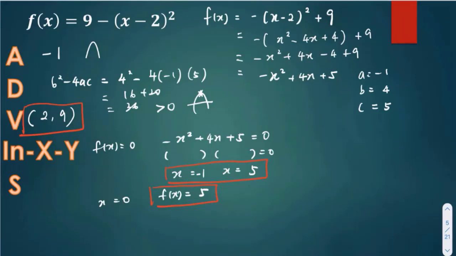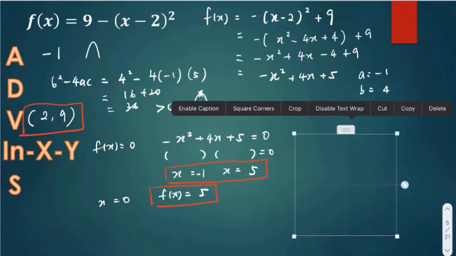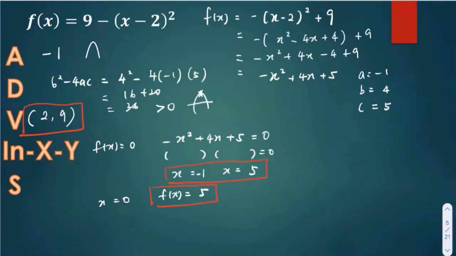So don't forget to draw your X and Y axes. I draw the axes of X and Y. Make sure when you draw, use your ruler. Don't use freehand, it won't be straight. So you know that this is your X and Y, and you know that your values of X are negative 1 and 5. So it must be one here.